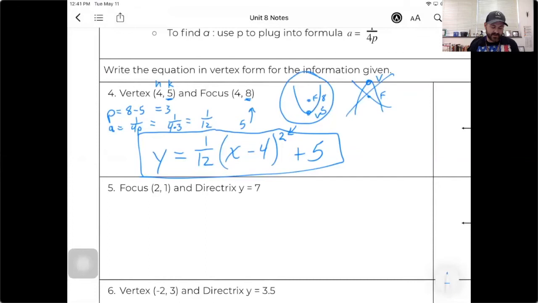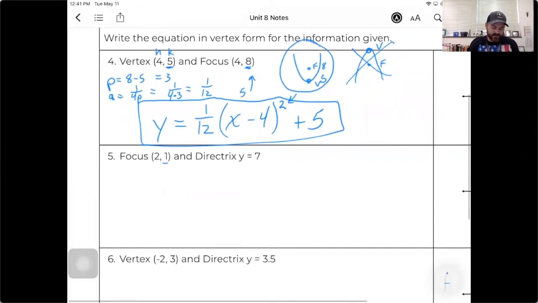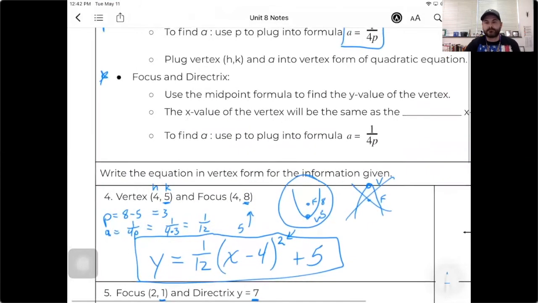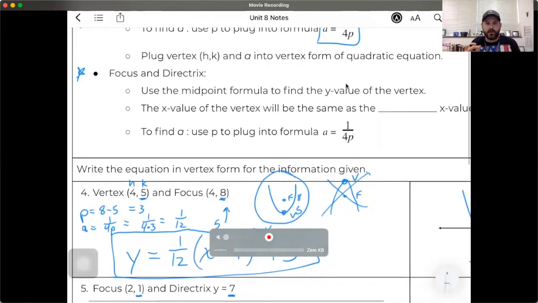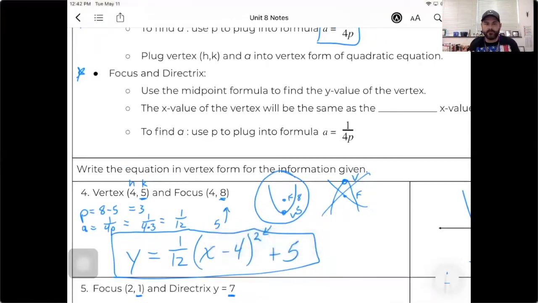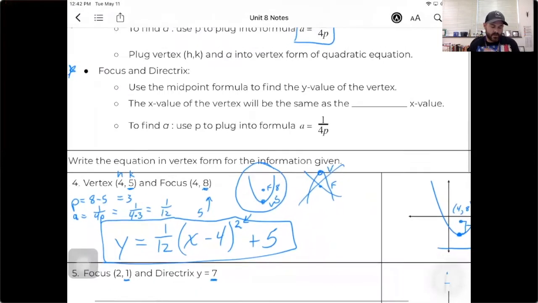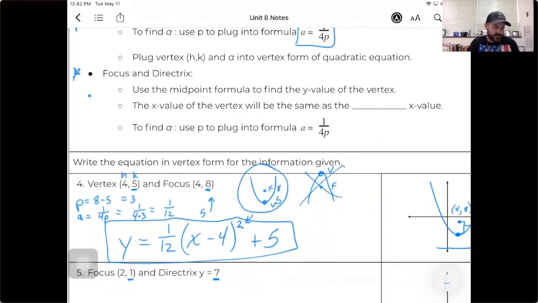Let's try another one. This time I give you the focus and the directrix. I want to look at the y values from 1 to 7. The focus and directrix are not directly on the parabola. Focus and directrix means that I'm giving you the point and the line, and I've got to find the vertex from there. There's the focus. There's my directrix line. I've got to find where the vertex is in between there. So first thing I'm going to do is use the midpoint formula, or just the midpoint halfway between the y values, to find the vertex.